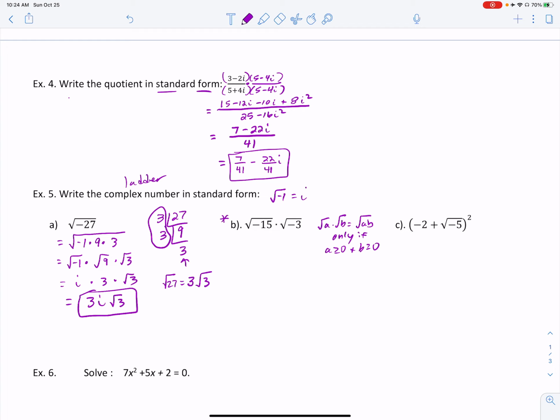And so what we need to do is write this as i times the square root of 15 times i times the square root of 3, treating that square root of -1 as i. So that produces an i squared. Now they're both positive, so I can go ahead and multiply those out and get the square root of 45. And now the i squared is going to be a -1. So I have the opposite of the square root of 45, a negative square root of 45. And then 45, I could do the ladder method if I wanted to.